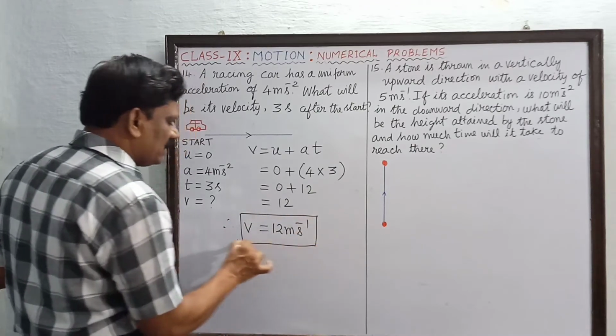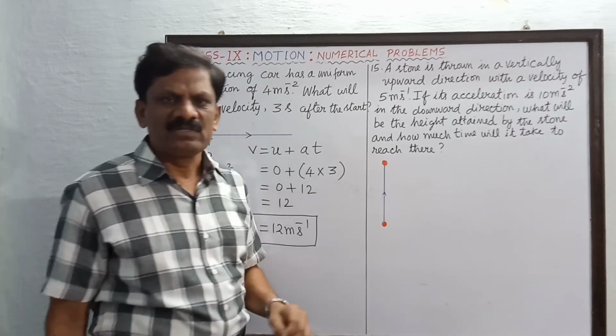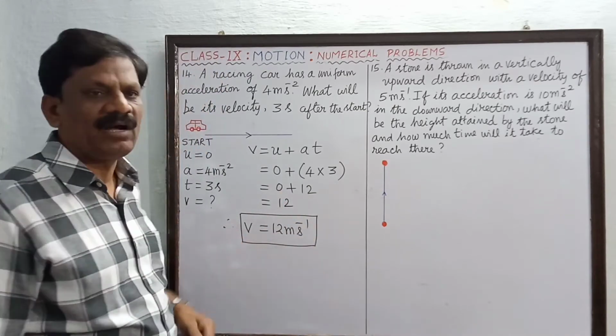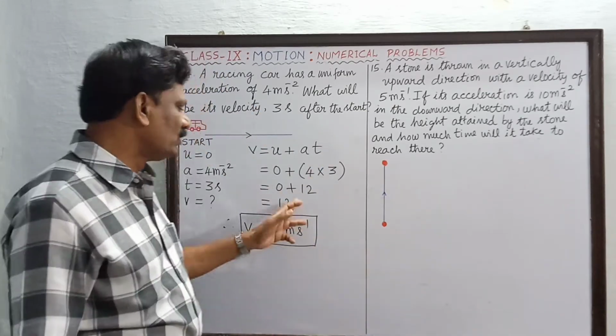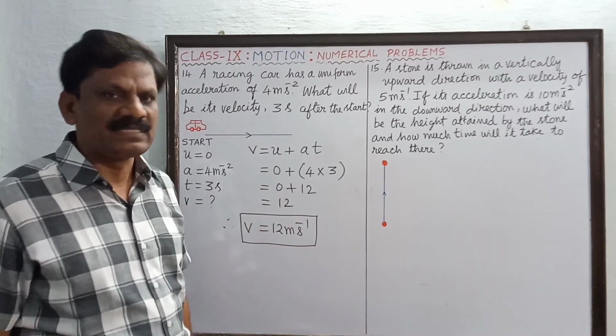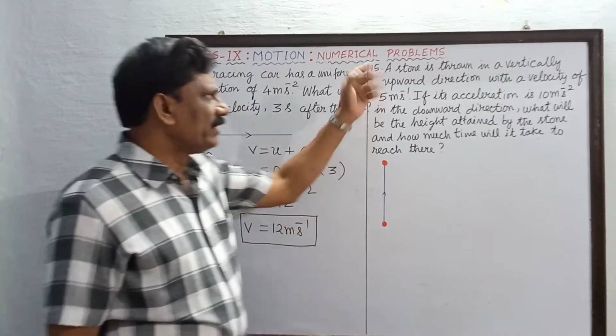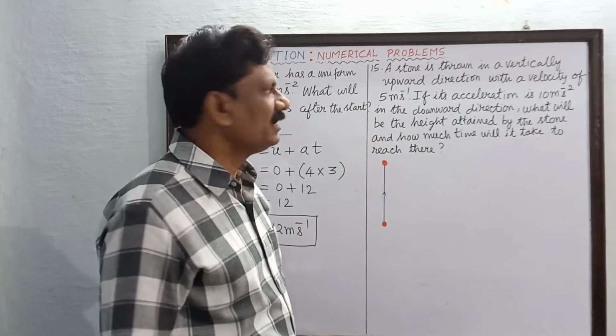Okay students, have you understood? So the final velocity means what? The velocity after a given time t equal to 3 seconds will be 12 meter per second. Okay, now let us come to problem number 15.